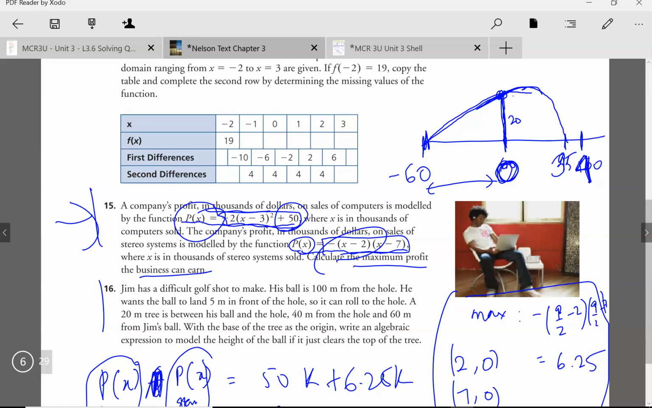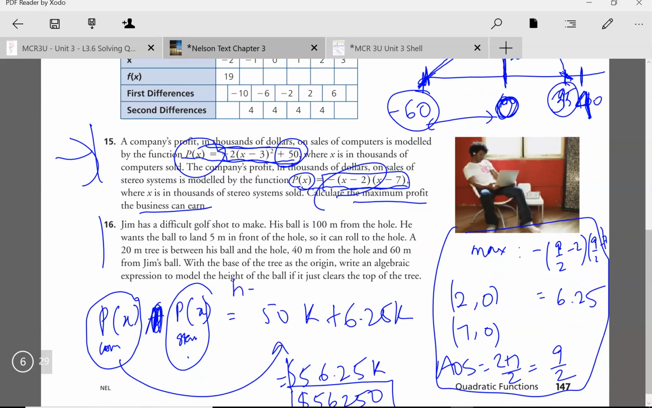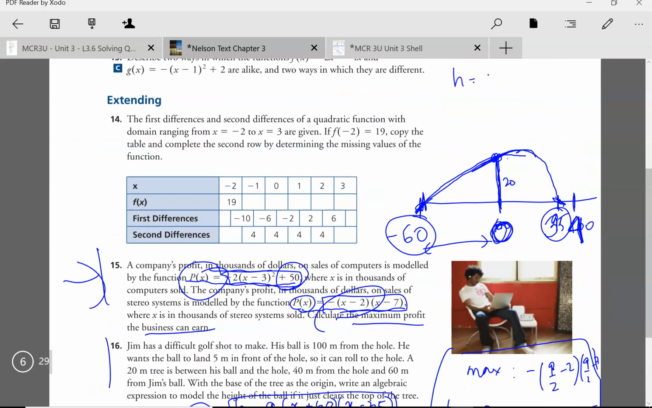But what we do know here are the roots, because we know where it's touching the ground. It has to touch the ground where it started, obviously, and it also has to touch the ground at the x-intercept. So we can write the height of the ball equals some value a, which we don't know. We always have to put that value in there. Height equals a times (x plus 60) times (x minus 35). This is a start to the algebraic expression.